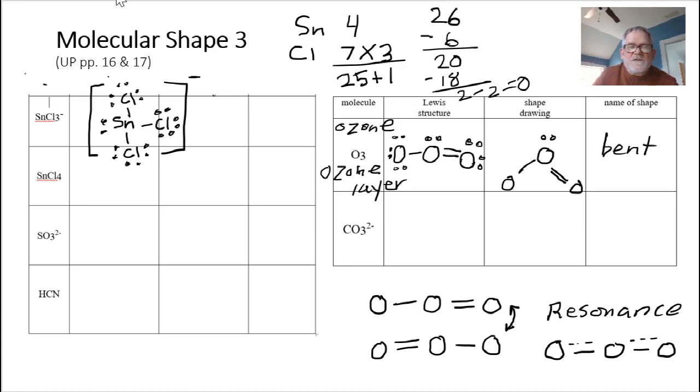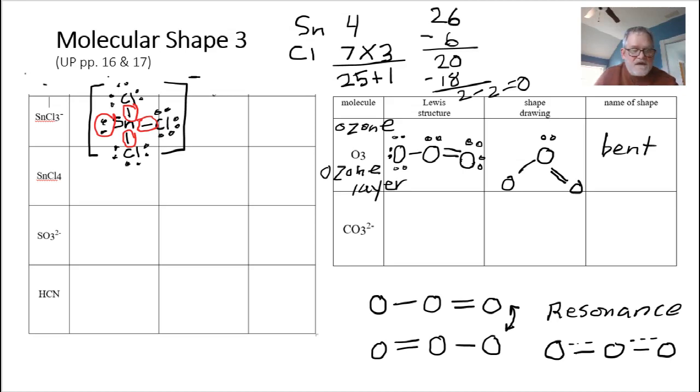But before I show you the VSEPR table, first you count places where electrons hang out in the molecule. Okay, so notice there's a single bond here, right? You're counting where electrons hang out around the central atom. There's a place right here. There's a place right here. There's 3 single bonds, and then there's a place right here where there's an electron pair. So that's 4 places. 1, 2, 3, 4.